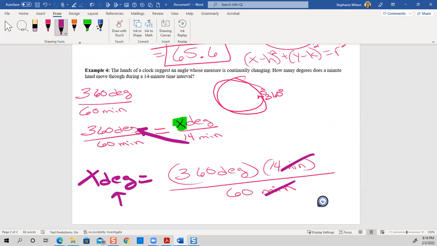That's one part. The next part is we need to go ahead and multiply out. You can reduce if you want to right now and then multiply. Either way it goes, just make sure you reduce in the overall. So my answer here is we have 84 degrees. That's my answer.